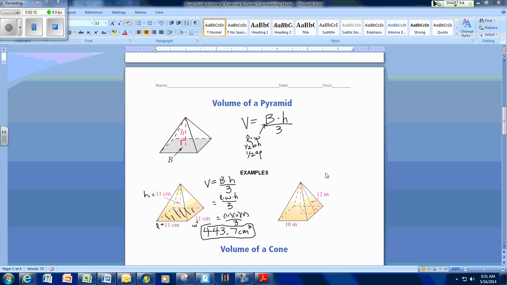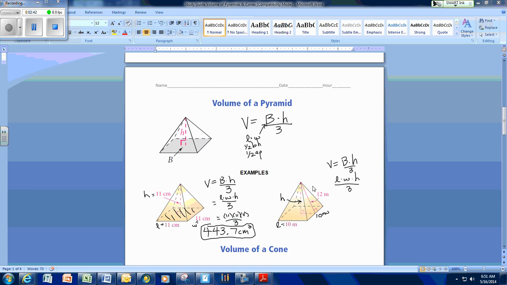In this next example, we have another square pyramid, and volume is area of the base times the height divided by 3. The base again is a square, so that's going to be length times width times its height divided by 3. Since this is a square base, all its sides are 10, so this would be the length and width here. Now remember the height is right here in the middle.